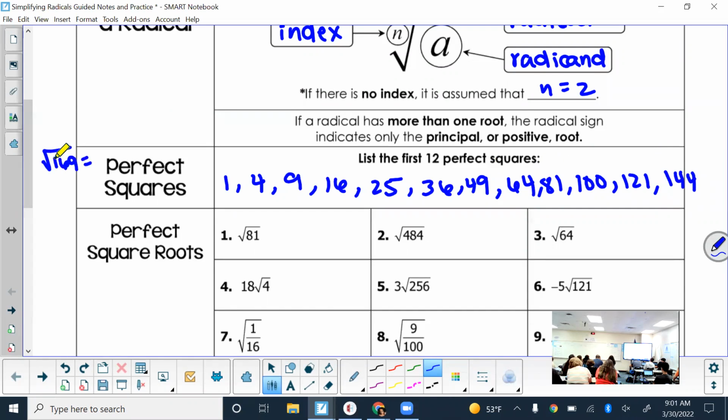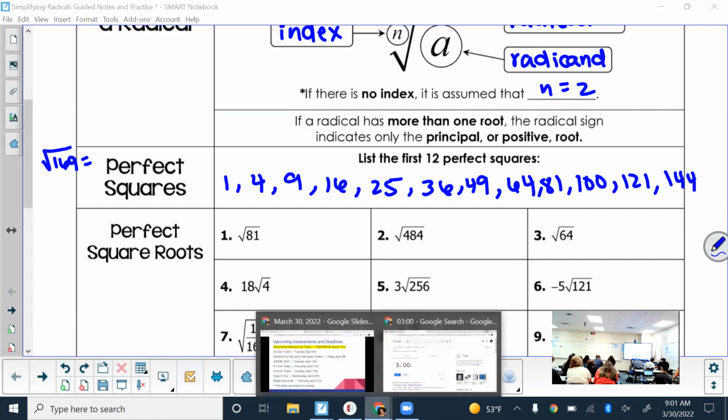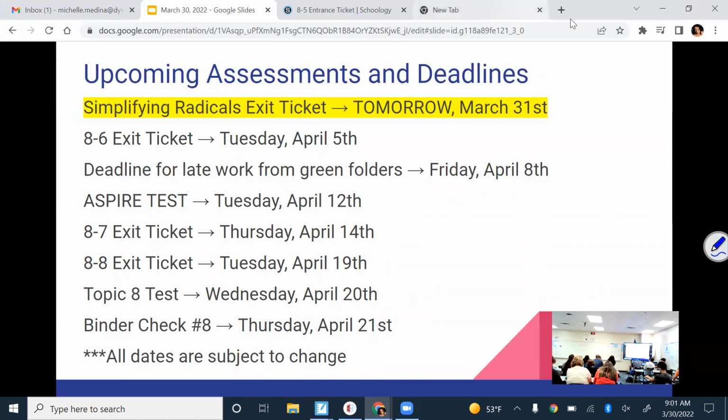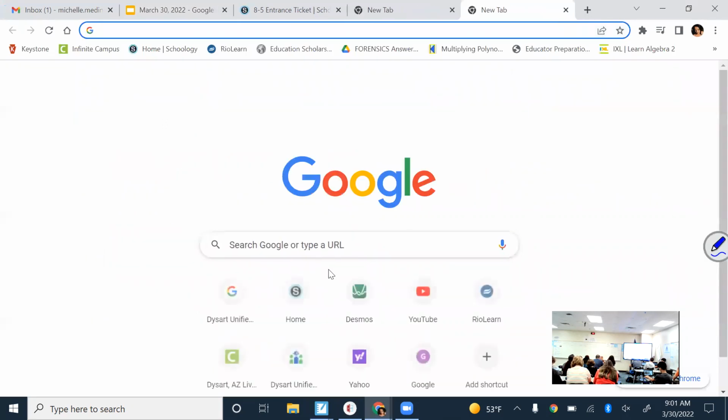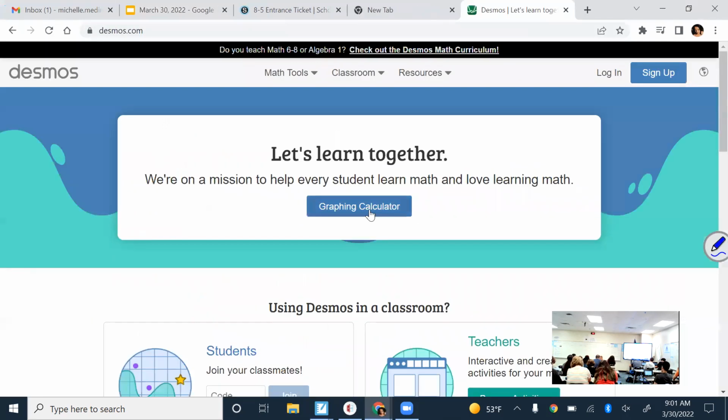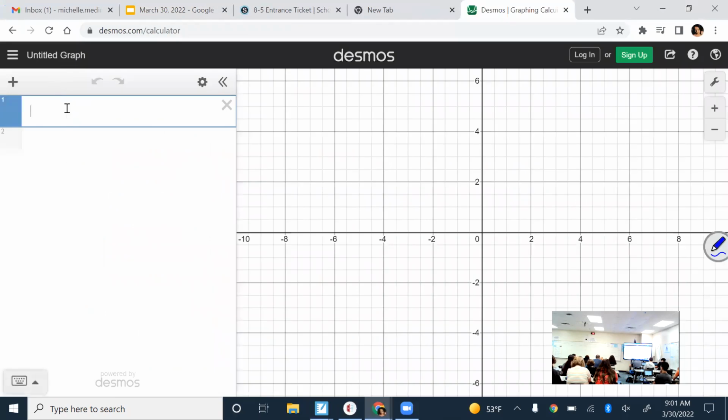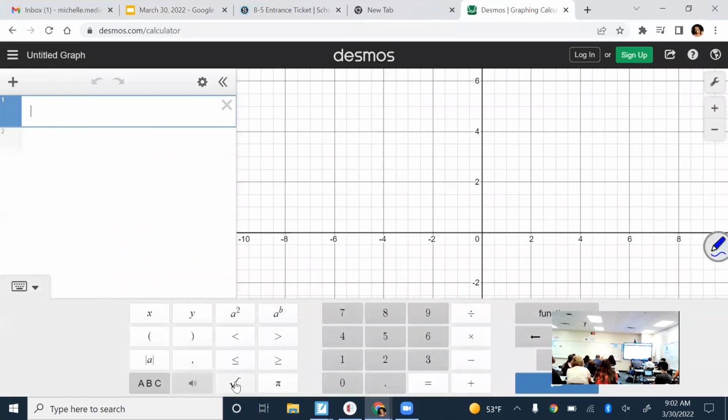You can type it in your calculator. So like Desmos is the one that you'll use on the Aspire test. So I'm going to kind of push that one on you. But all calculators have a square root button. You just have to find it. So like on Desmos, you can click this button. So click this little keyboard and click that button.